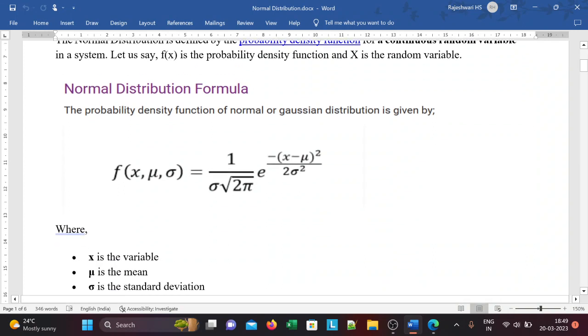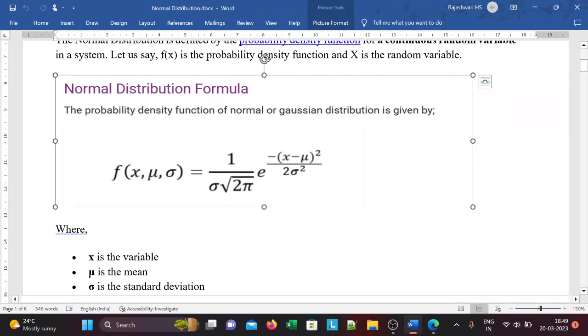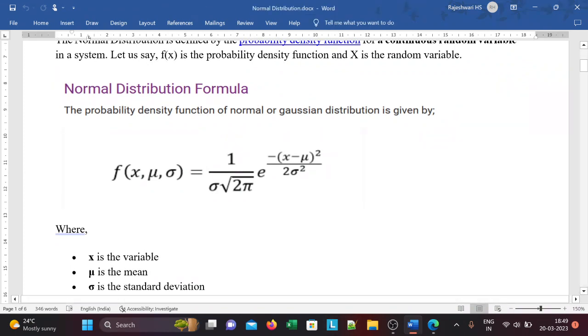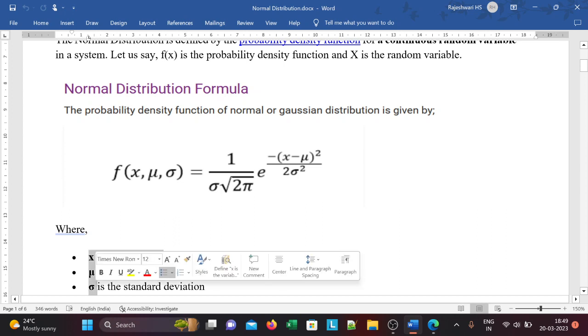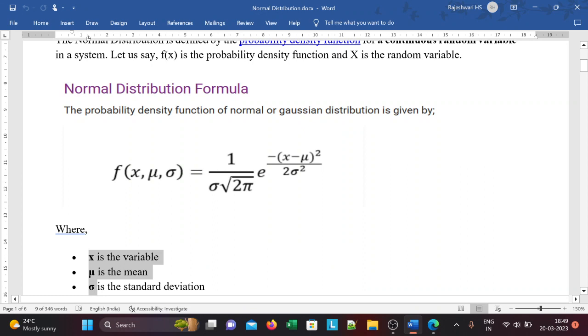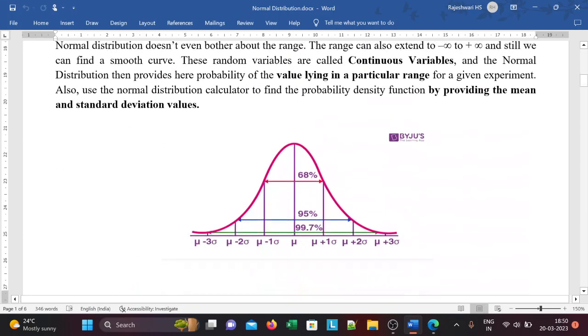So of course this is the formula for the normal distribution. Remember that the normal distribution will be determined by three things: x, mu, and the standard deviation. That is the basic thing you should remember. No worries regarding this formula, because we are going to use a simpler one rather than this one.